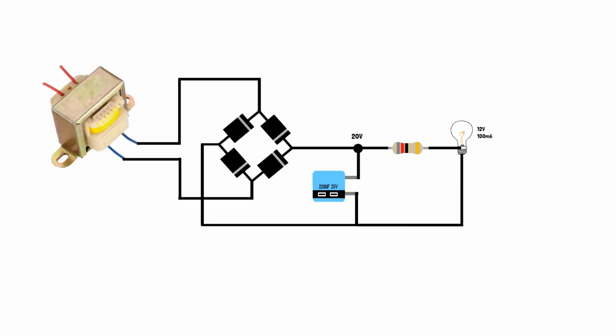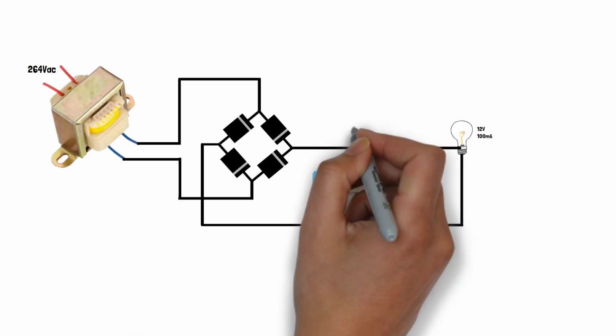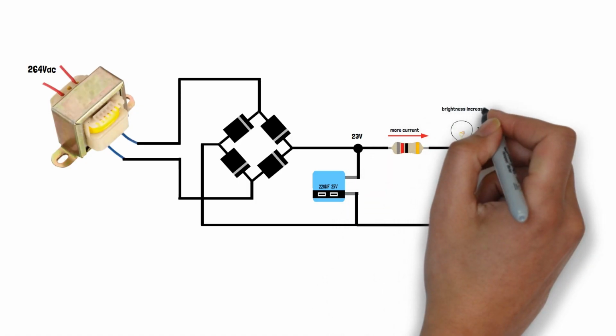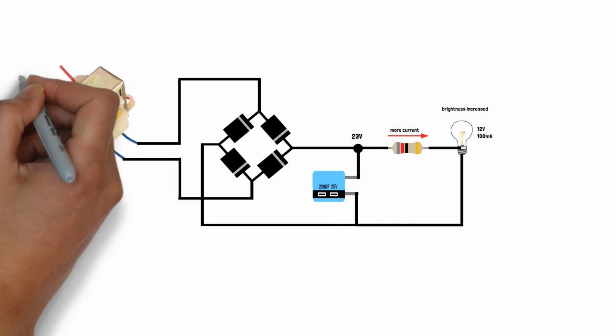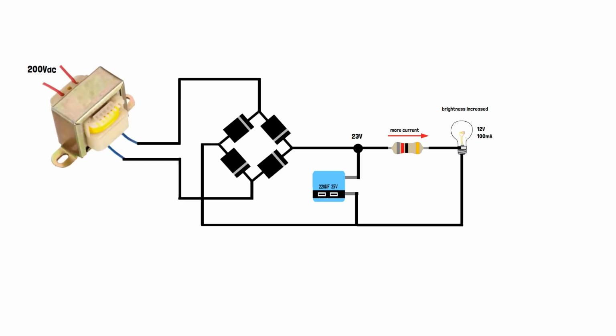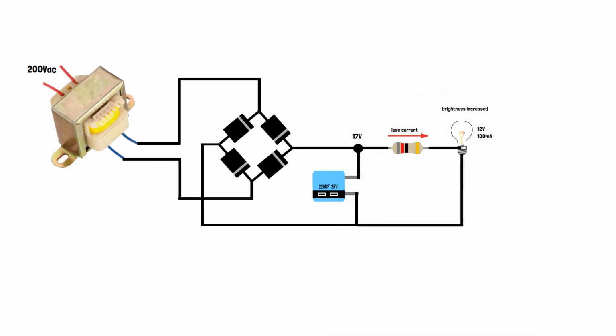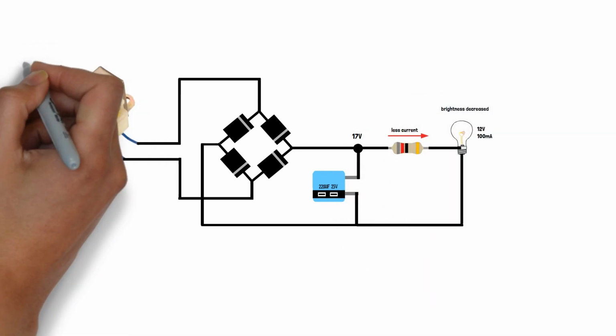But I encountered a problem. The AC voltage at my location is unstable. When the AC voltage rises to 264 volts, the transformer's output voltage also increases. This leads to a DC output voltage increase to 23 volts, and the brightness of the bulb is significantly increased. Similarly, when the AC voltage drops to 200 volts, the transformer's output voltage decreases, resulting in a DC output voltage drop to 17 volts, and the brightness of the bulb is significantly reduced.